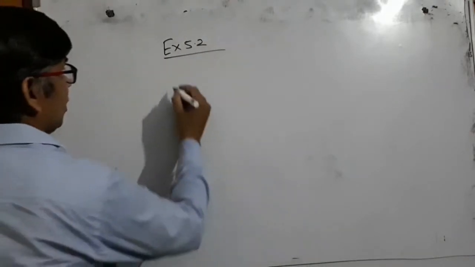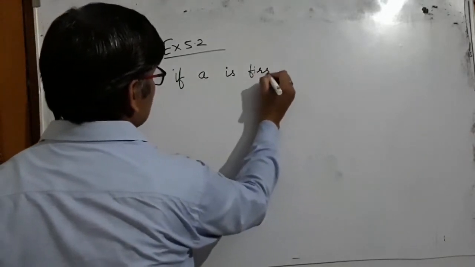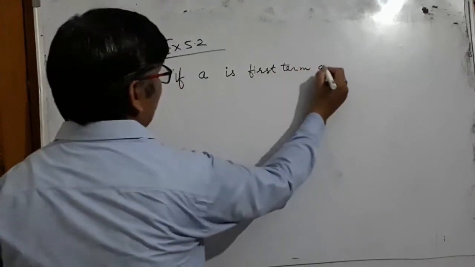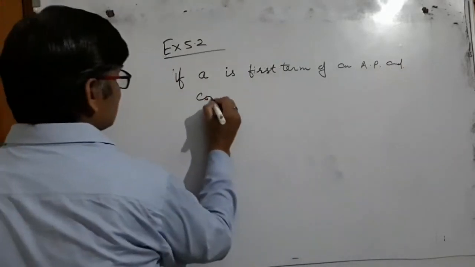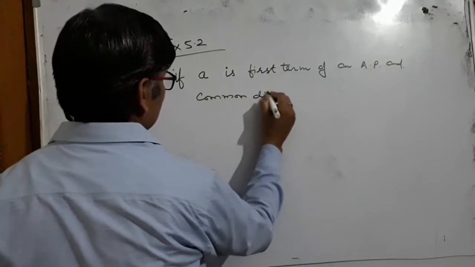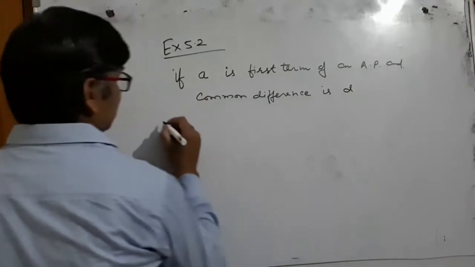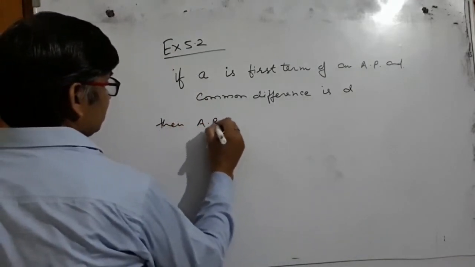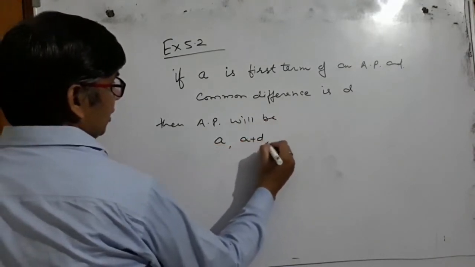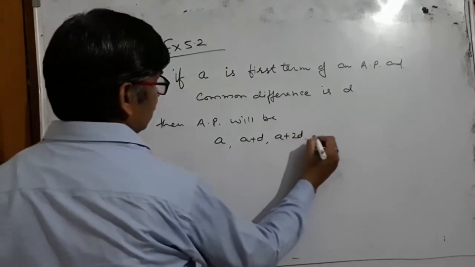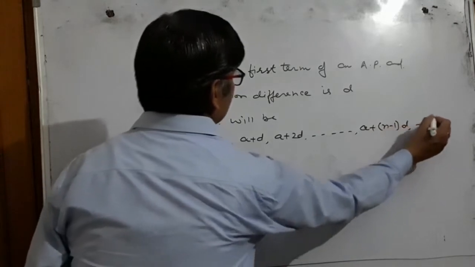If A is the first term of an AP and the common difference is D, then the AP will be A, A plus D, A plus 2D. So therefore its nth term will be A plus n minus 1 into D.